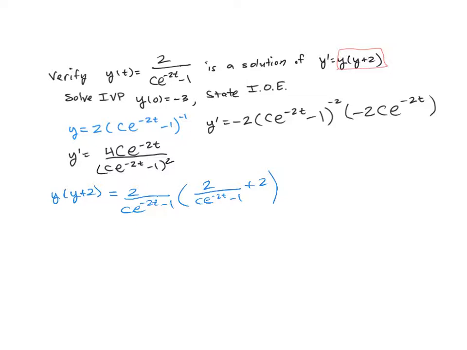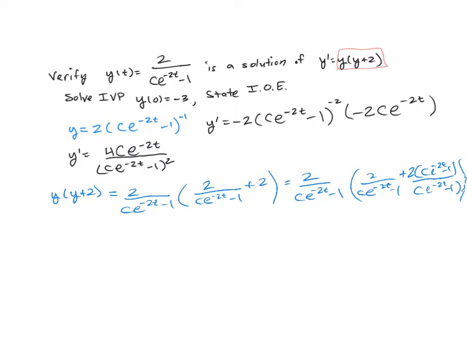And now we're going to simplify this down. And it's a really good idea to get common denominators in the process of this. So we're going to have a 2 over c e to negative 2t minus 1 in front. And then when we get common denominators, we'll multiply the top and bottom by our c e to the negative 2t minus 1. So that's going to be 2 c e to the negative 2t minus 1 over c e to the negative 2t minus 1.